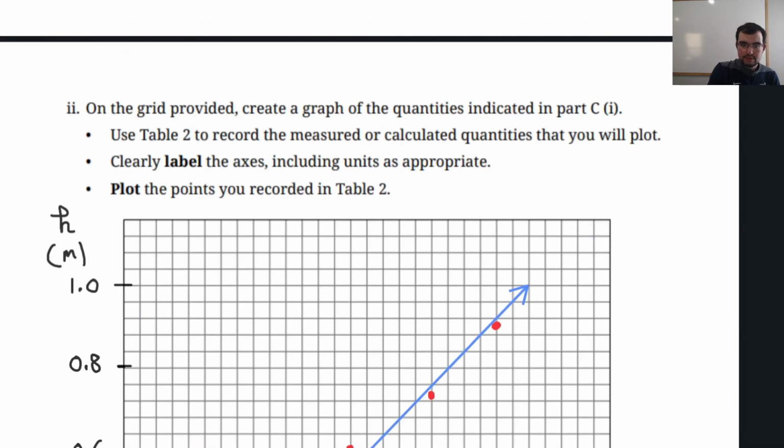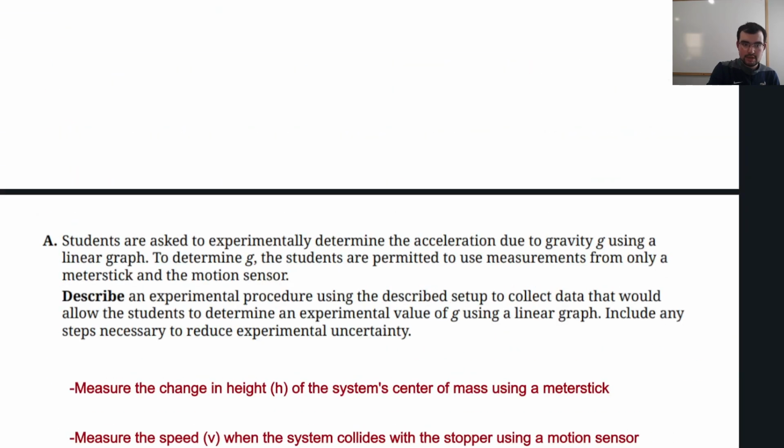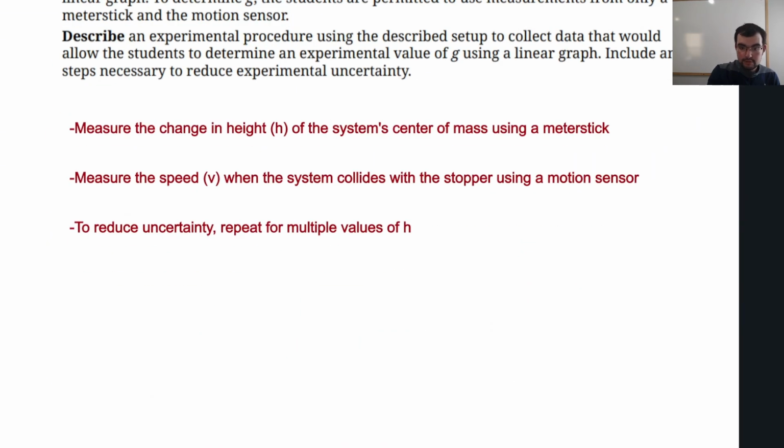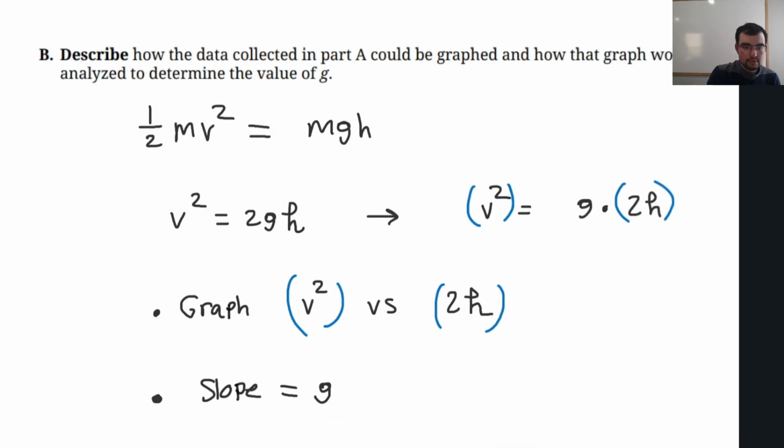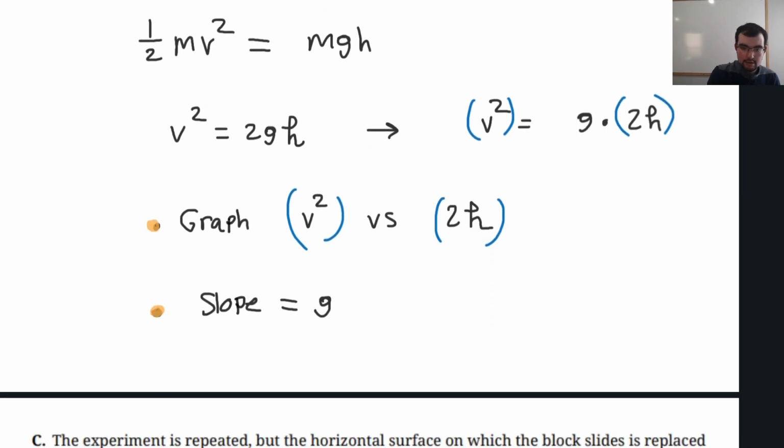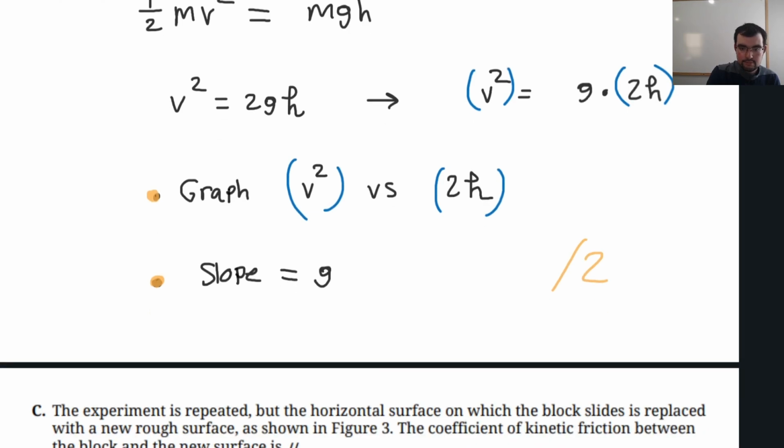All right, now for points. 10 points in the experimental design. 2 points for A. Did you measure the height and speed? Did you do multiple trials? Great, there's your 2 points. Did you graph a correct linear relationship and relate that relationship to G? Great, that's another 2 points.